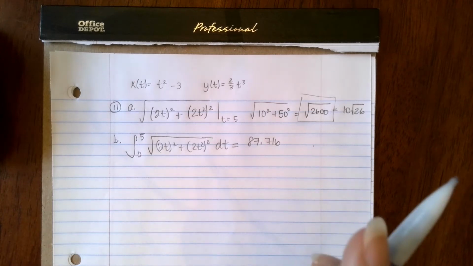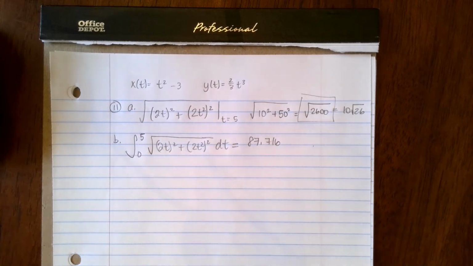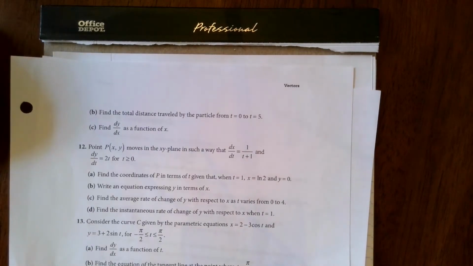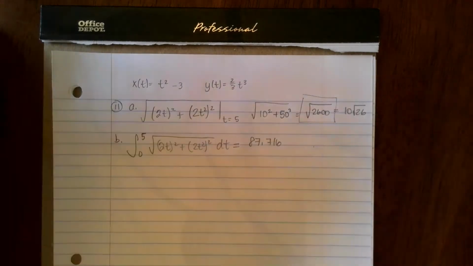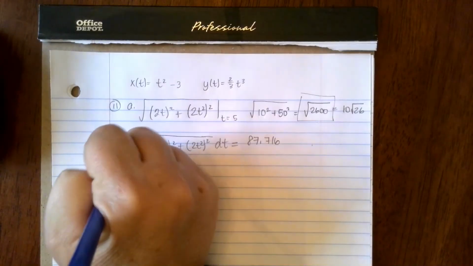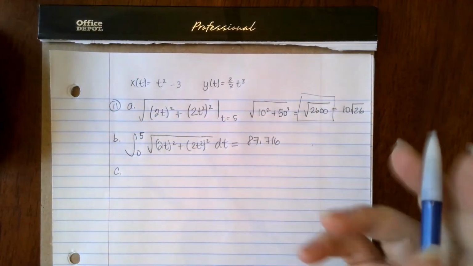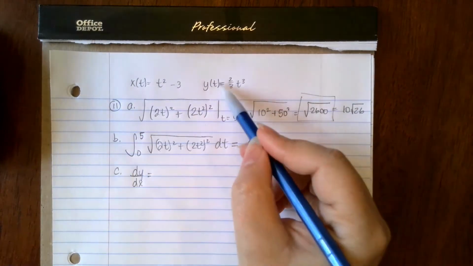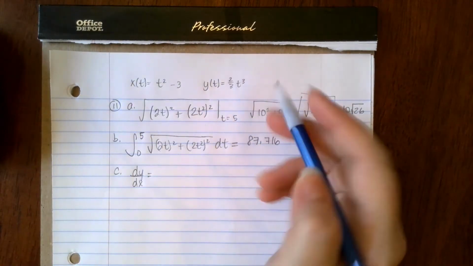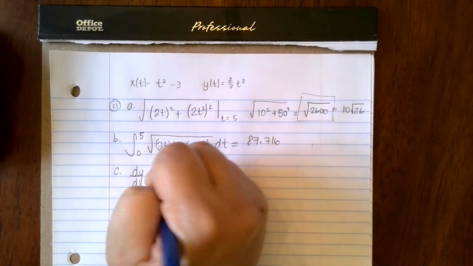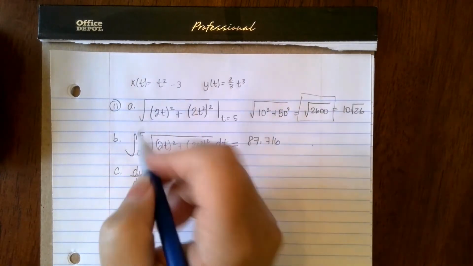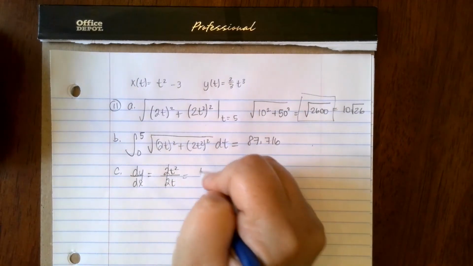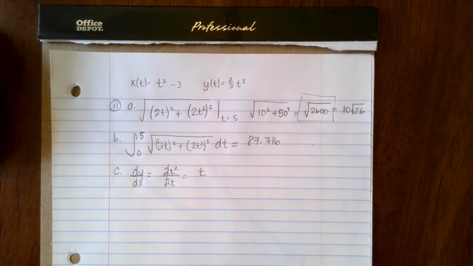All right, part C. Part C, find dy/dx as a function of x. So dy/dx is going to be dy/dt, which we know to be 2t squared, over dx/dt, which we know to be 2t. So the 2's cancel, the t's cancel, you're just left with t, right?